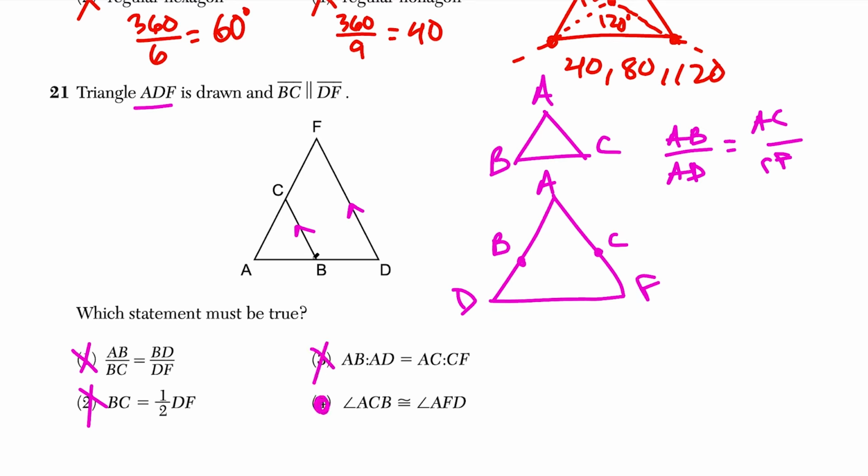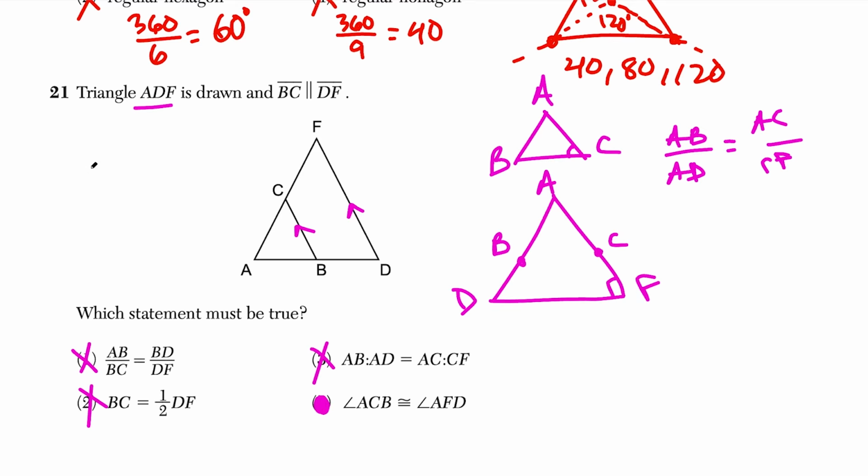We have angle ACB. So that's this angle over here is congruent to angle AFD, which angle AFD is over here. So notice that these angles are in corresponding locations. Similar triangles, all the corresponding angles of similar triangles are congruent. So this one is in fact our answer choice.